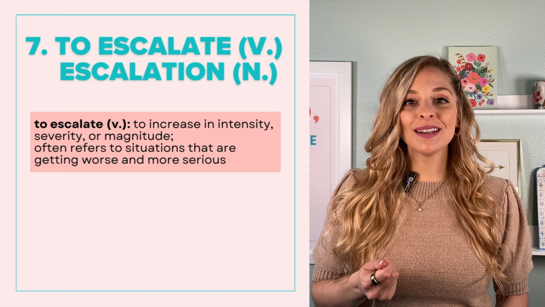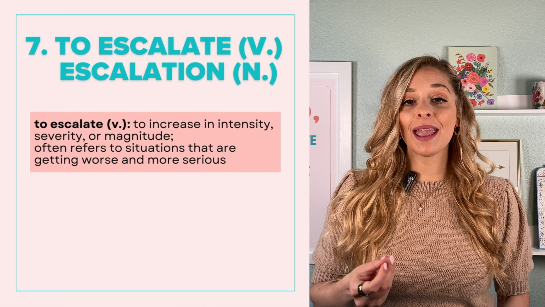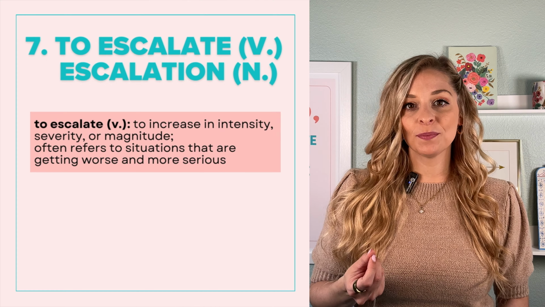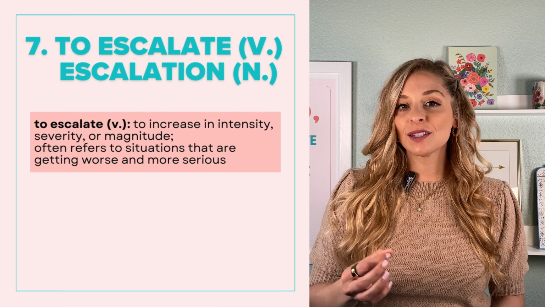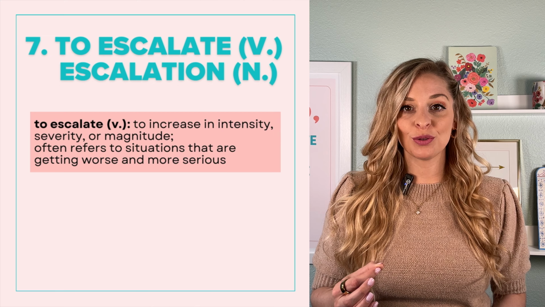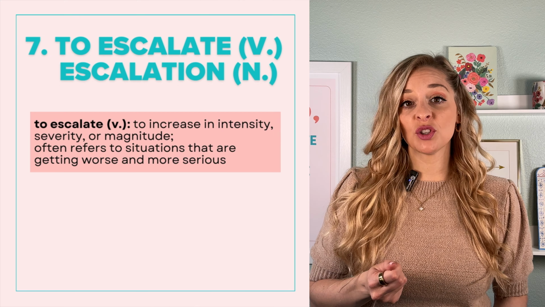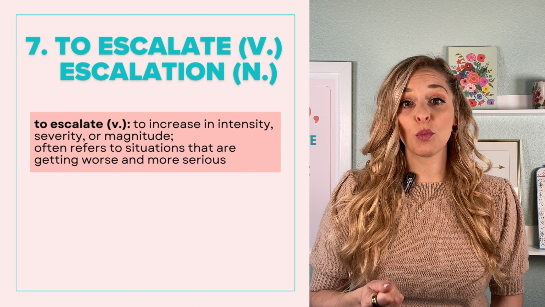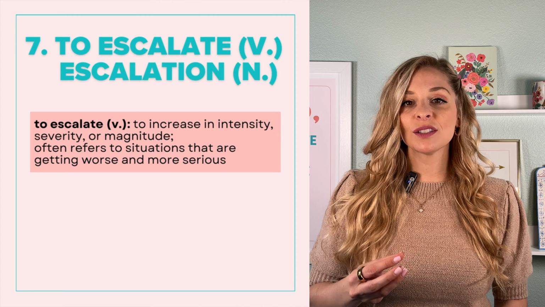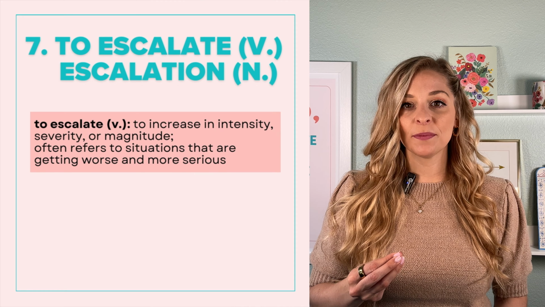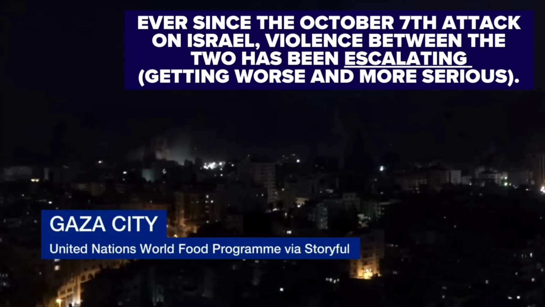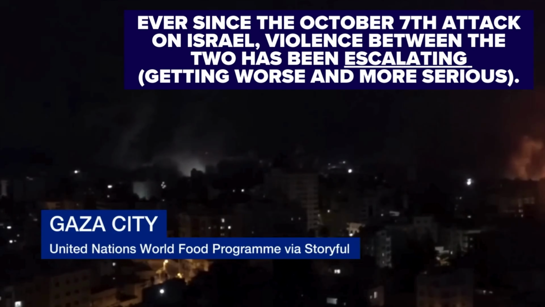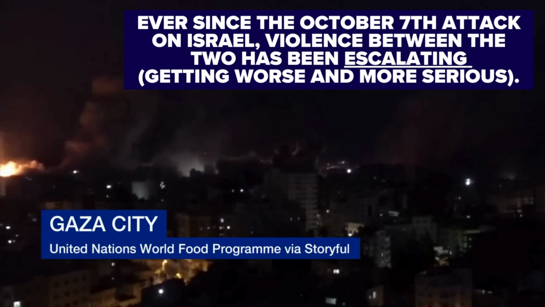And word number 7 is to escalate, and the noun form escalation. To escalate means to increase in intensity, severity, or magnitude. And this word often refers to situations that are getting worse and more serious. To escalate has a very negative connotation to it. So in an example we can say, ever since the October 7th attack on Israel, violence between the two has been escalating. It has been getting worse and more serious.